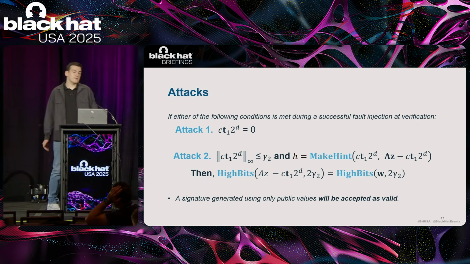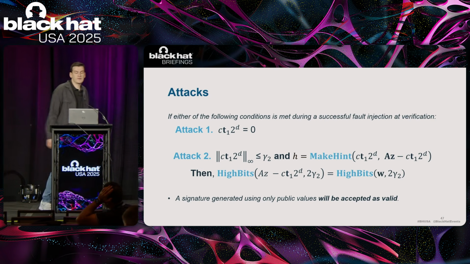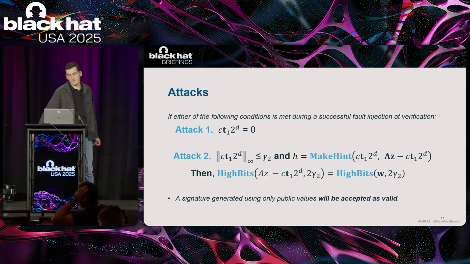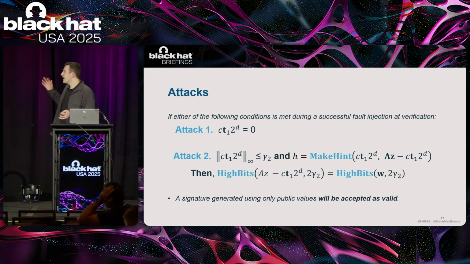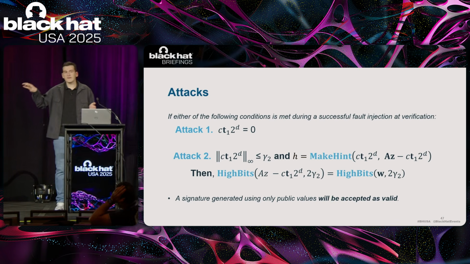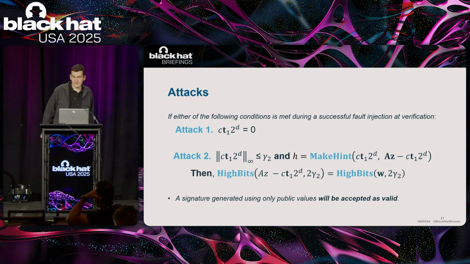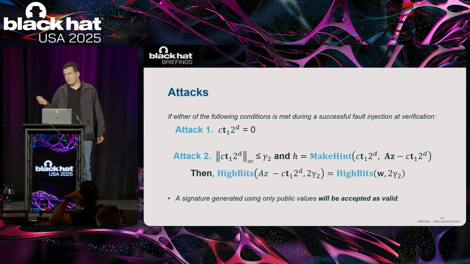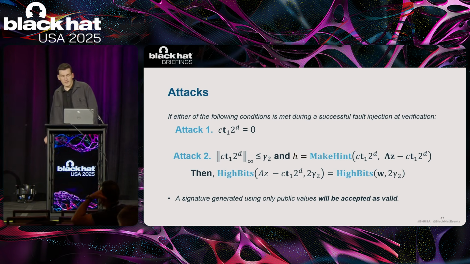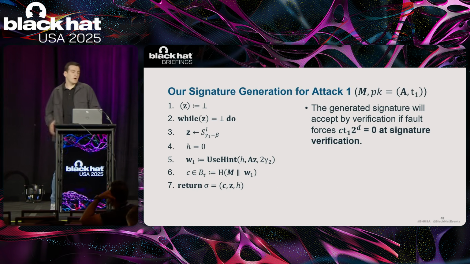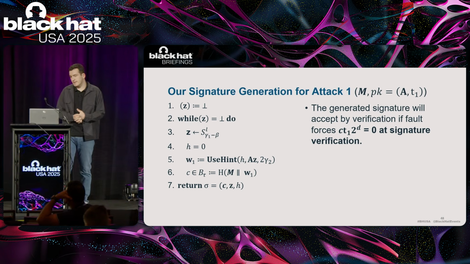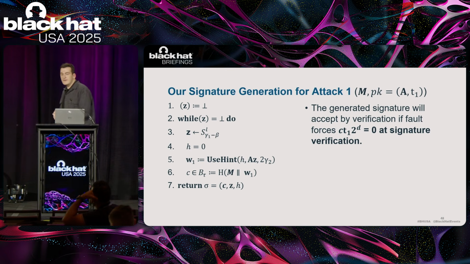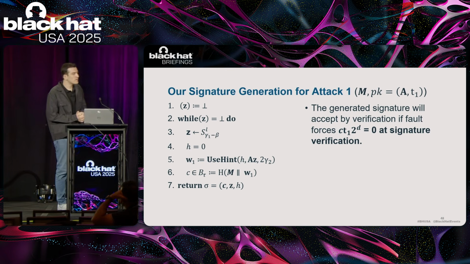And if you can do this, a signature generated using only public values will be accepted as valid. So basically, with the fault injection, we are getting rid of the secret part in the calculation in the verification, and then it's accepting our signature. Before starting the attacks, we have to construct these signatures, and the paper presents two different signature generation algorithms.